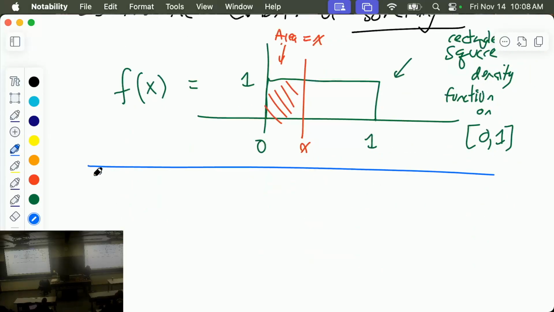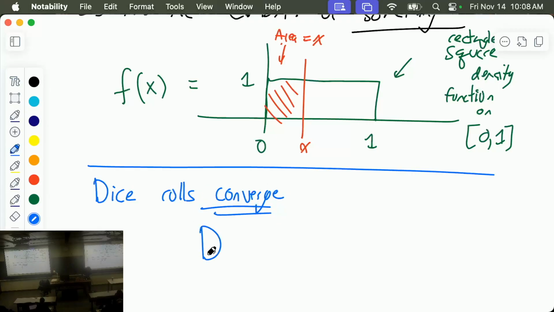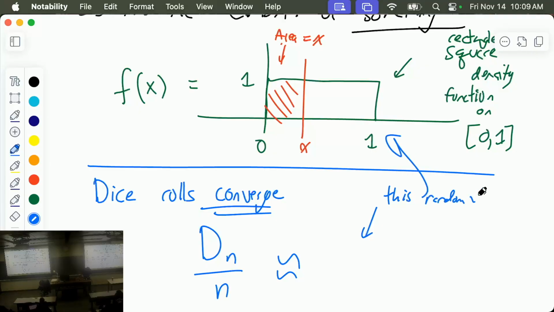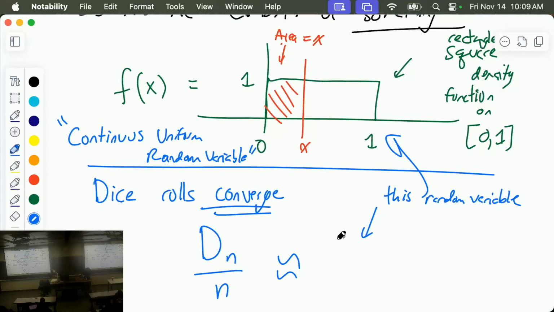Putting it all together, dice rolls converge to this thing. And when they converge, you can say they're approximately equal. So the dice roll divided by n is approximately equal to whatever this random variable is, this guy. This thing has a name. It is sometimes called the continuous uniform random variable. Sometimes people call this U.